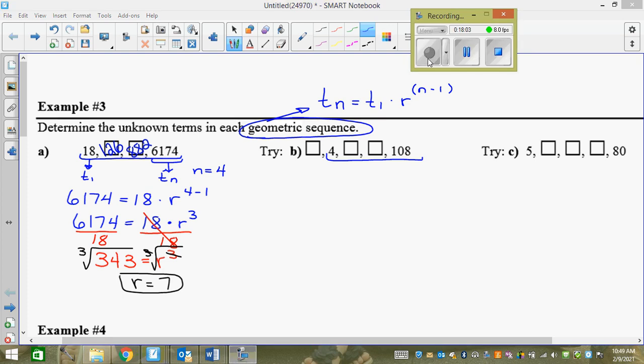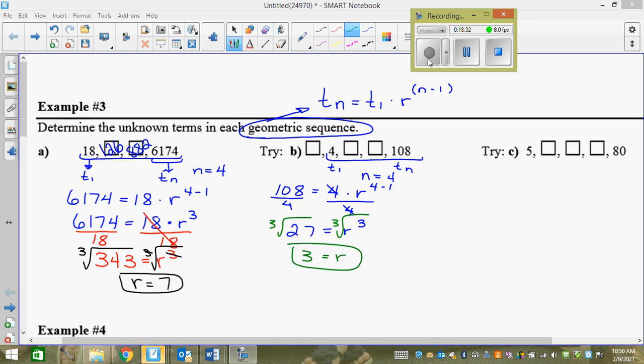So we're going to use this as our T1, and this as our Tn, and we're going to use n as 4, right? So then we do Tn, which is 108, equals T1, which is 4, times R, we don't know, to the 4 minus 1. Divide by 4. 108 divided by 4 is? Equals R cubed. And then the cube root of 27 is? 3.